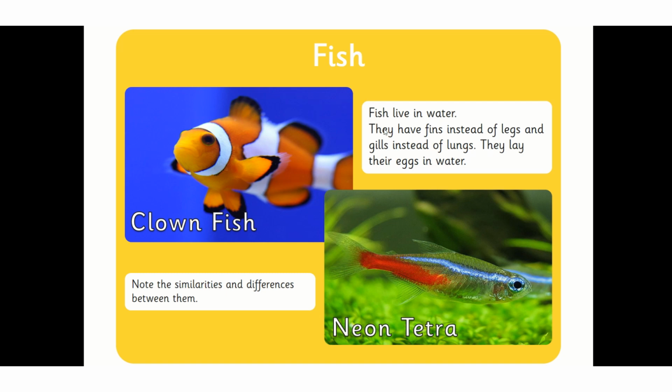Let's read about them. Fish live in water. They have fins instead of legs and gills instead of lungs. They lay their eggs in water. So just like an amphibian lays its eggs in water, fish do the same, but fish only live in water.